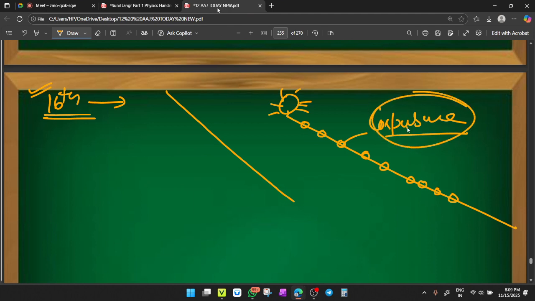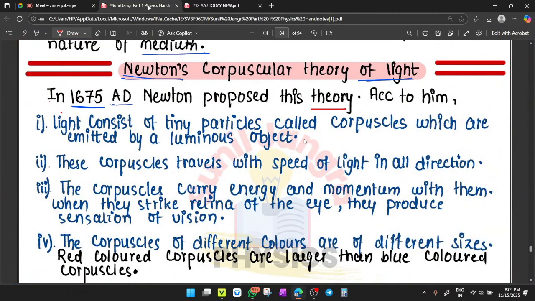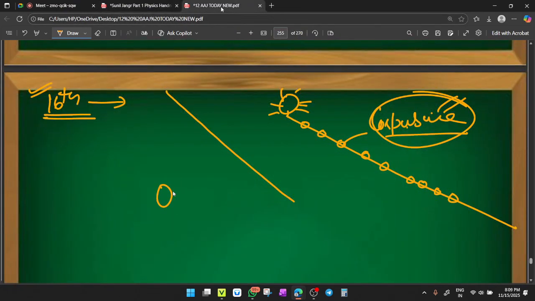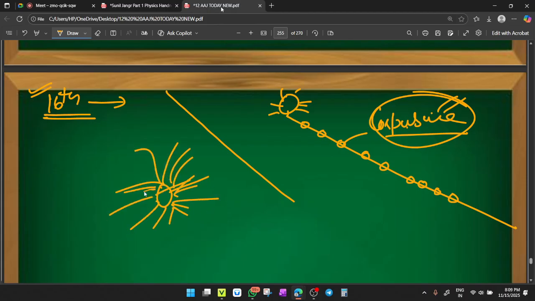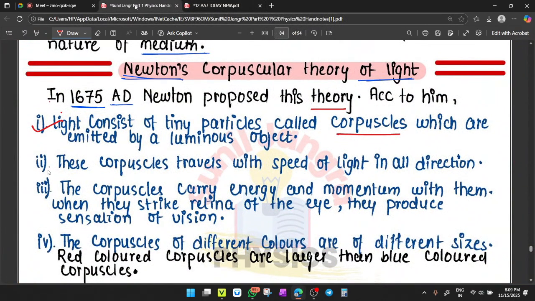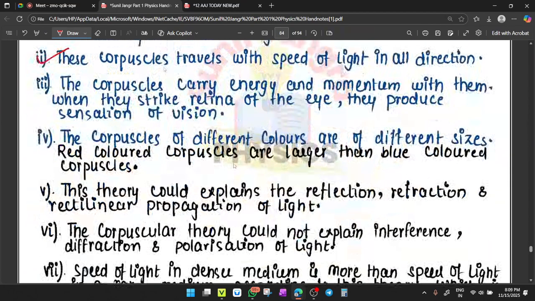Instead of some other name, he named these particles corpuscles. Corpuscles means particle. Clear? These corpuscles travel with the speed of light in all directions. If this is the light source, from this light source these corpuscles travel in all directions in a 3D way, right? The corpuscles carry energy and momentum. Yes, they carry energy as well as momentum with them.